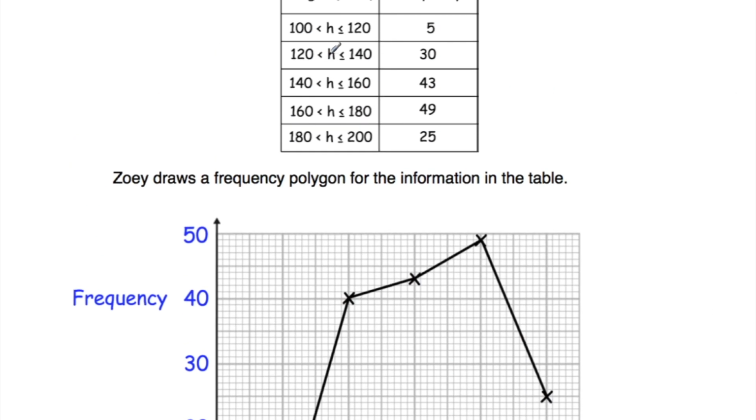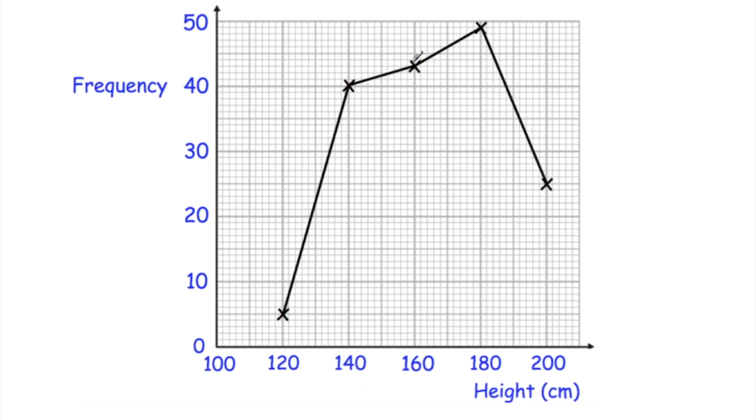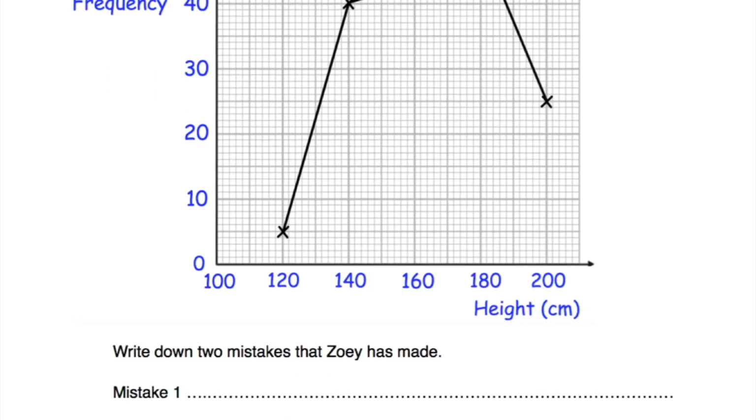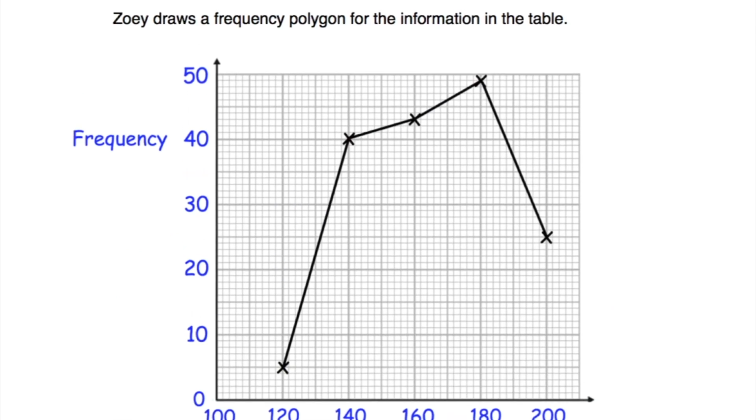So I would plot 130, 150, 170, 190. But Zoe's actually plotted each of the points at the end of the category. She's not plotted them at the middle of the category. So instead of plotting it at 110 and 130, she's plotted at 120 and 140. So that's the first mistake. So I've just written that Zoe should plot all the points at the midpoint of each class interval. So she hasn't done that. Okay, let's have a look at her mistake 2.